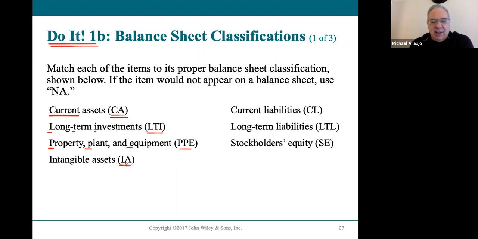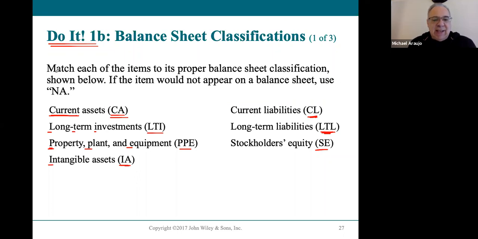Assets that are very important to the company, but they don't have a physical quality like a building or a piece of equipment. They're basically proof of ownership in something intangible like a character, like a copyright, or a patent for a pill or another invention. Current liabilities, debts that are owed within a year. Long-term liabilities, debts that are owed outside of a year. And of course, stockholders' equity. This is the classified balance sheet.